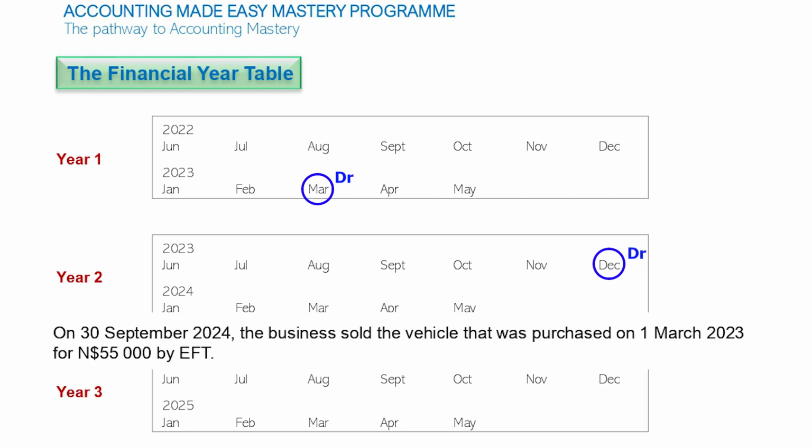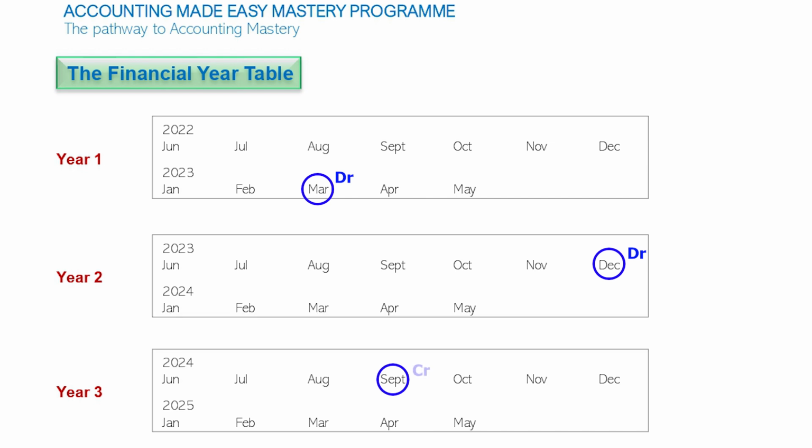And then the next item is sold. We sold in September 2024. You also circle September, then we write credit side.